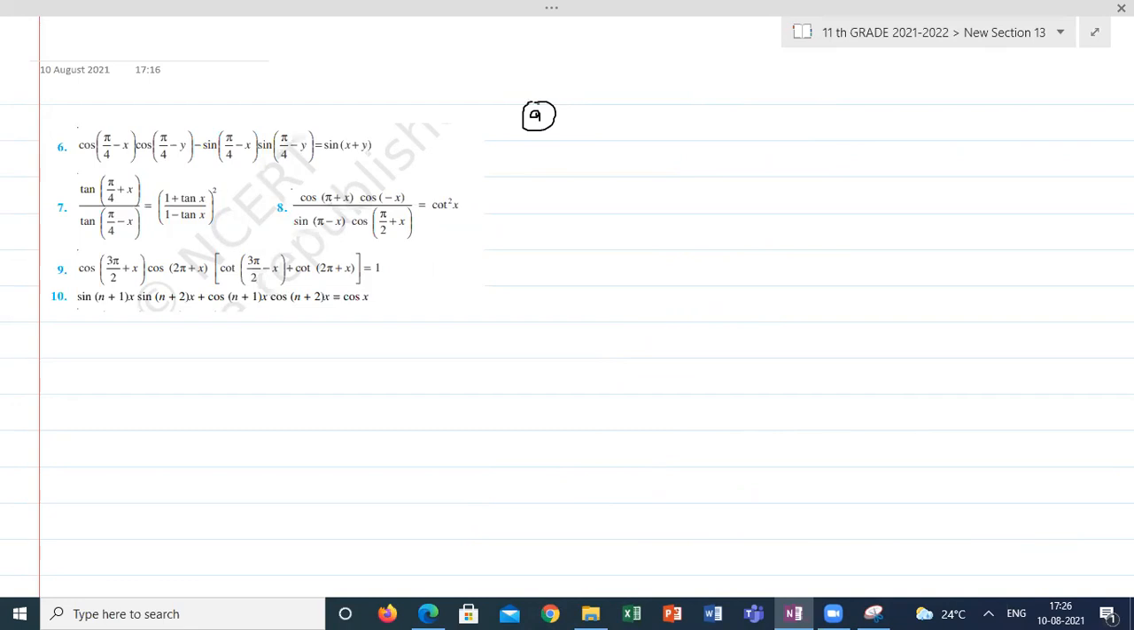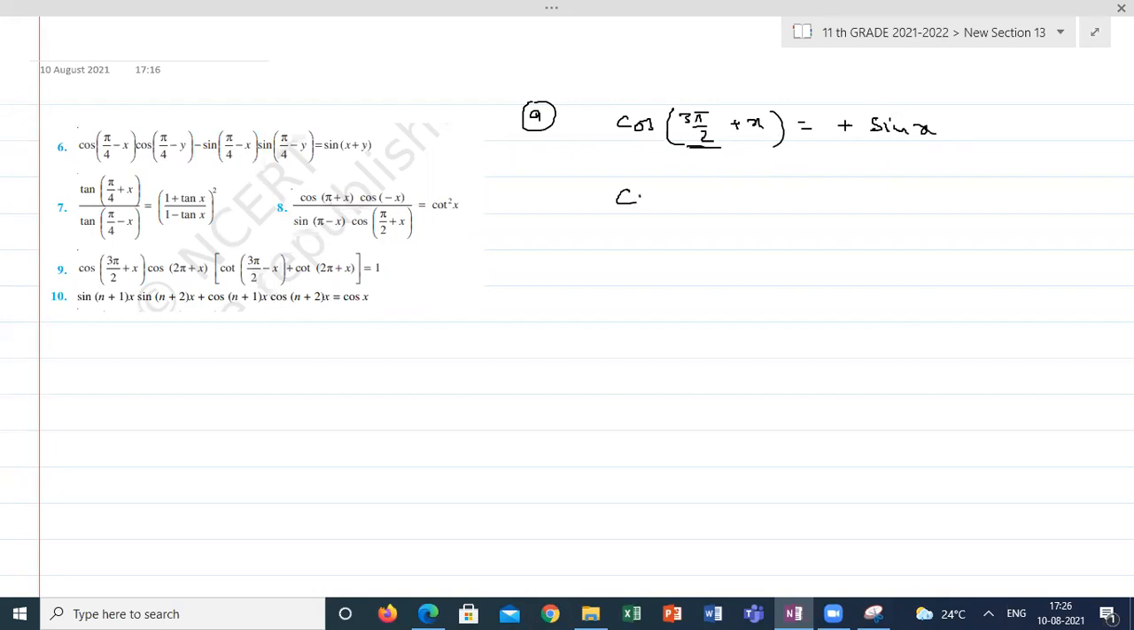Question number 9. Here also, for convenience, I am taking 3 pi by 2. Cos 3 pi by 2 plus x. What is the 3 pi by 2 value? 270 plus x. 3 pi by 2 plus x is in which quadrant? Fourth quadrant, correct? So in the fourth quadrant, cos is positive. Because of odd multiples of 90, 3 times 90, it will become sin x.